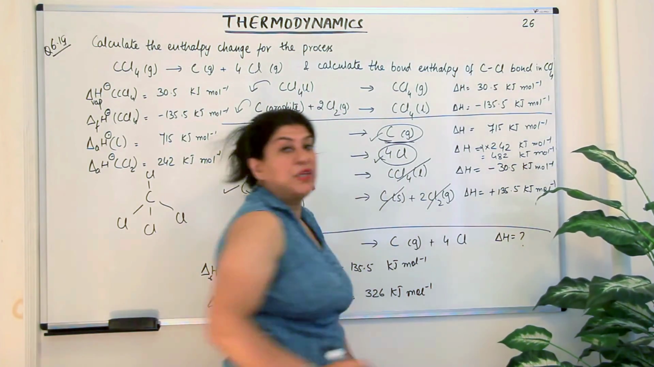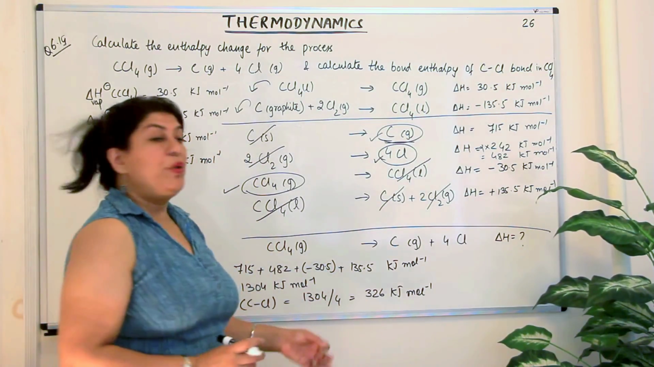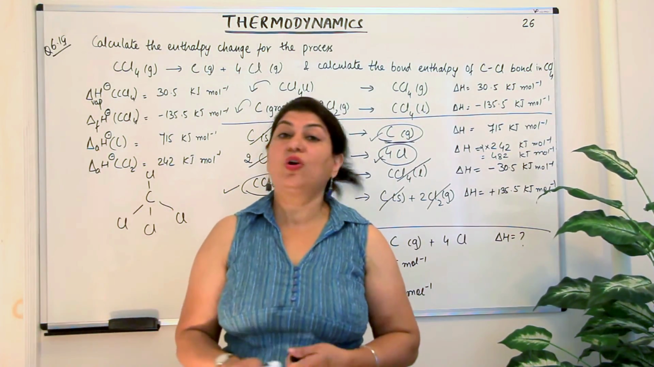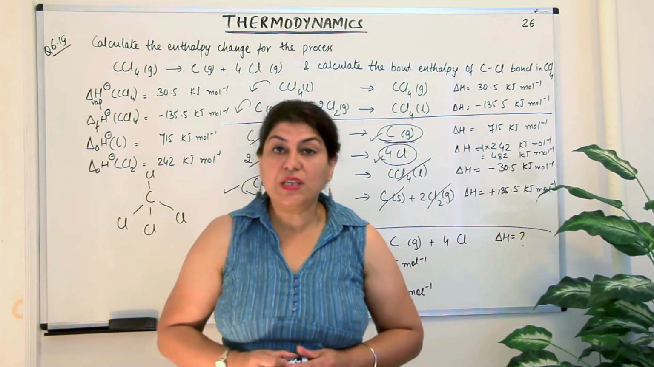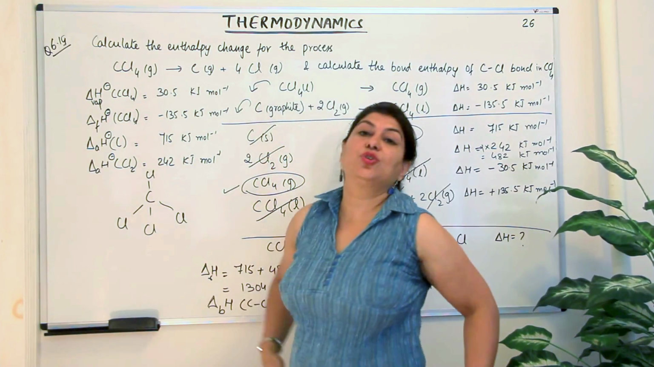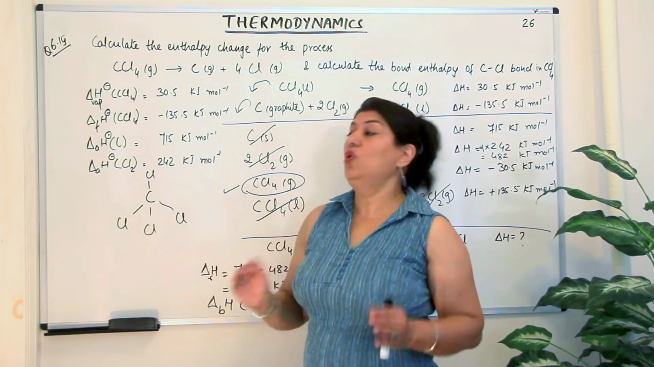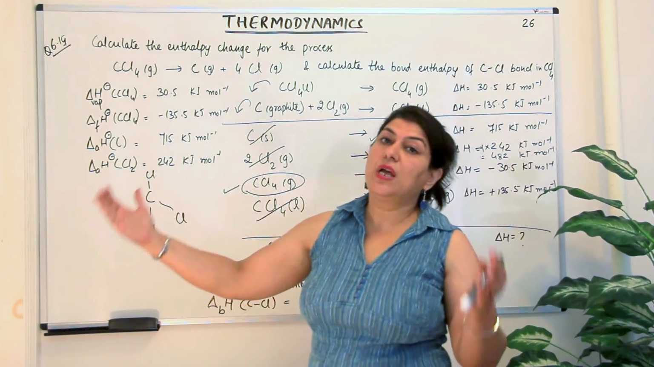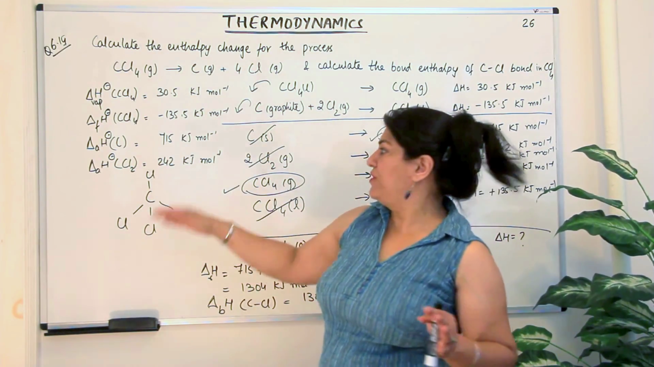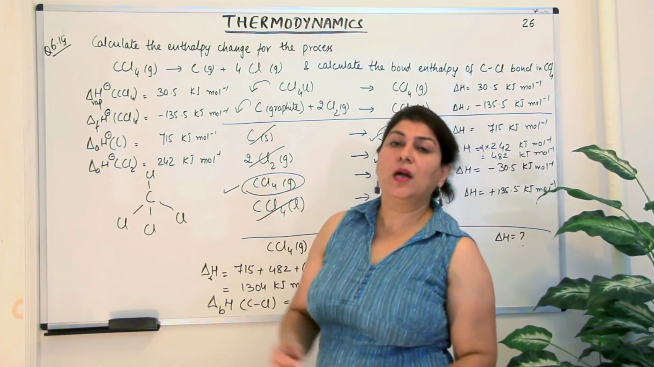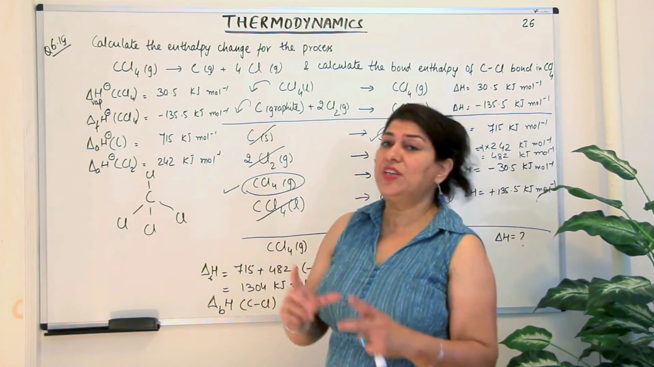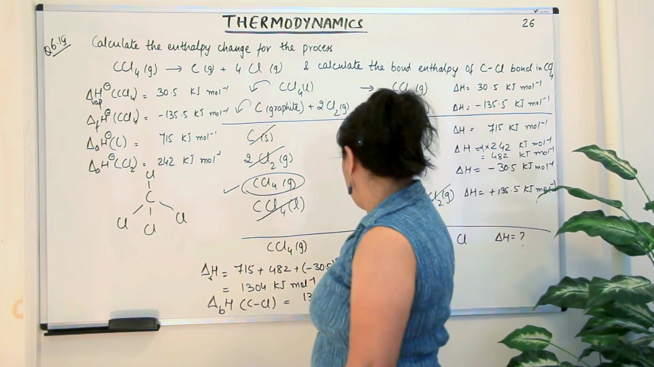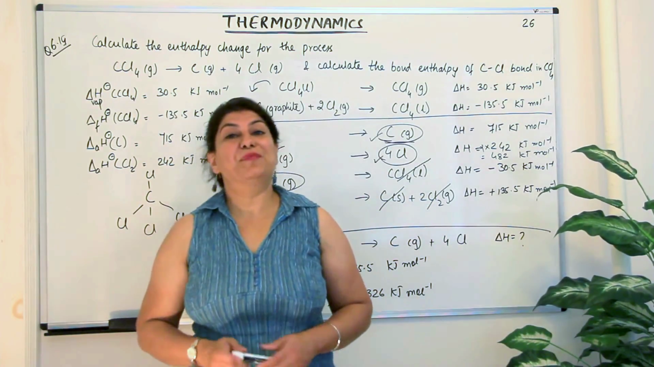Remember, in thermodynamics, whatever enthalpies we are reporting are for moles. They are not for single atoms. They are not for single molecules. We always assume them to be for a mole of a substance. So you have 1 mole of carbon tetrachloride molecules and which have 4 moles of CCl bonds. Out of these 1 mole of the bonds, the average enthalpy would be 326 kilojoules per mole.